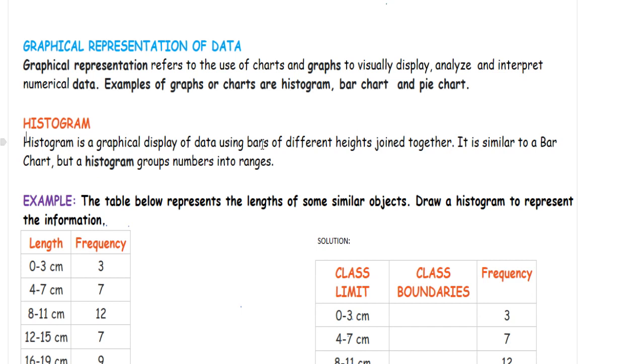In this lesson, I'm going to be explaining to you the concept of graphical representation of data. Graphical representation refers to the use of charts and graphs to visually display, analyze, and interpret numerical data. Examples of graphs or charts are histogram, bar chart, and pie chart. There are so many other graphs, such as pictogram and line graph, but we're going to focus on histogram, bar chart, and pie chart.